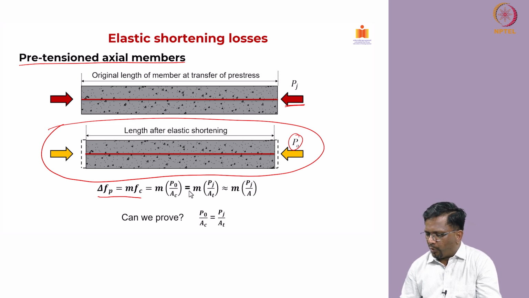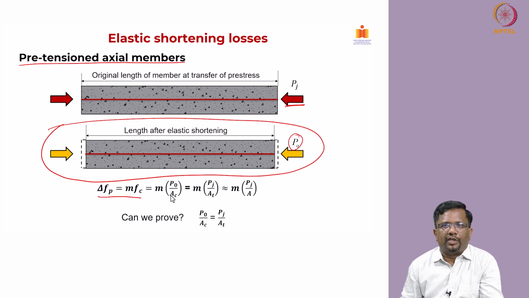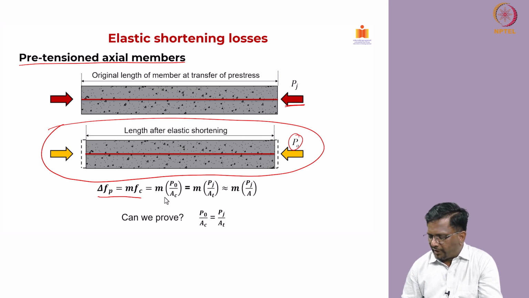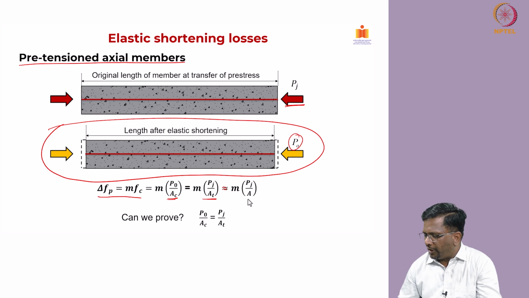Now, we can prove that P naught by AC is equal to Pj by AT. If you remember, AC is the concrete area only and AT is the transformed area of the cross section, right. You can calculate the transformed area for any cross section, but for simplicity you can also show that m into Pj by AT will be approximately the same as m times Pj by A. Now, what is A? A is just the total cross sectional area. So, you know Pj, you know A.